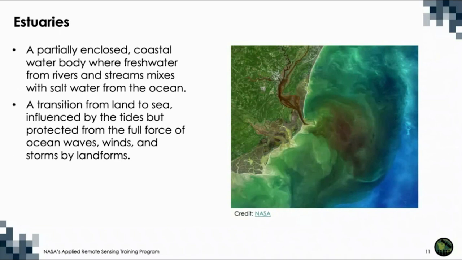Specifically, an estuary is a partially enclosed water body where fresh water from rivers and streams mixes with salt water from the ocean. As you can see in the picture, this river brings fresh water into the ocean. It's a transition from land to sea, and it is influenced by tides, but it is protected from the full force of ocean waves, winds, and storms by the landforms.